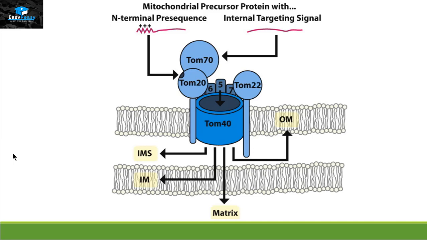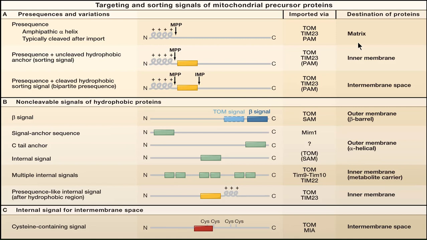The first destination is the outer membrane. The second destination is the intermembrane space. The third can be the inner membrane, and the fourth can be the matrix. In this picture, we can see that proteins have 2 different types of signals as well. One is called the N-terminal pre-sequence, which has positively charged amino acids on it, and one is called the internal targeting signal. To elaborate the signals present on mitochondria, we can see this table. Now, to understand this table, let's start from the right side. This is the pre-sequence variation.